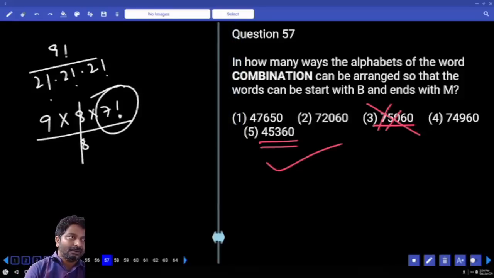You don't have to multiply everything. That's what I wanted to tell you. అర్థమైందా?